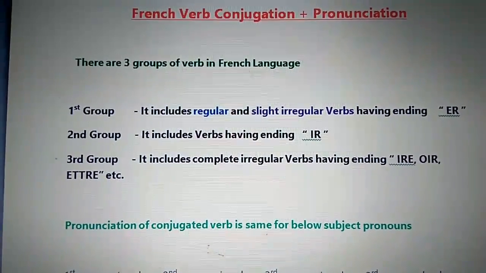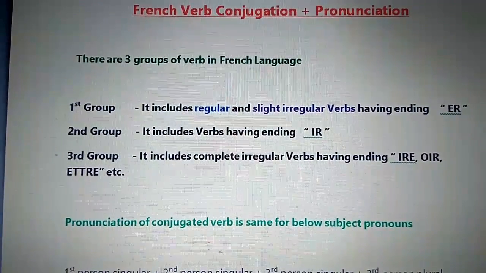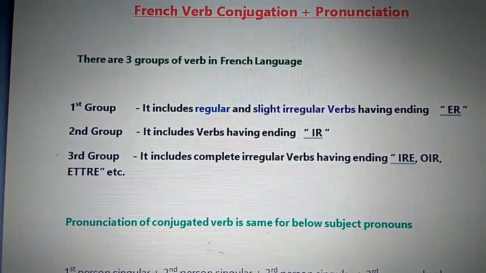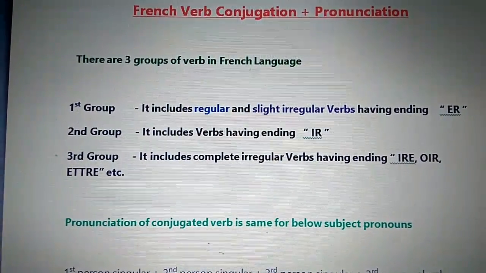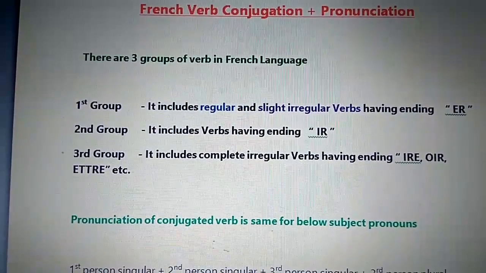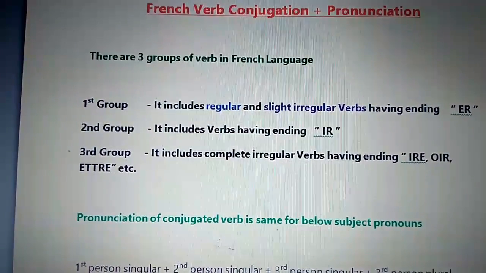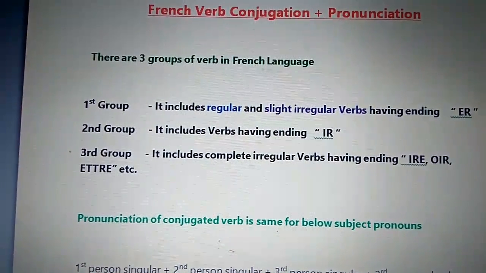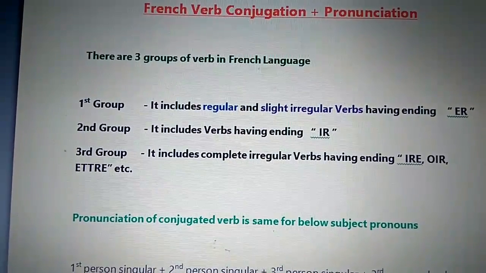Today is the third lesson of the French class, and I'll teach you French verb conjugation and its pronunciation. When we talk about the French language and the conjugation of French verbs, there are three groups of verbs: first group, second group, and third group. So let's talk about the first group.